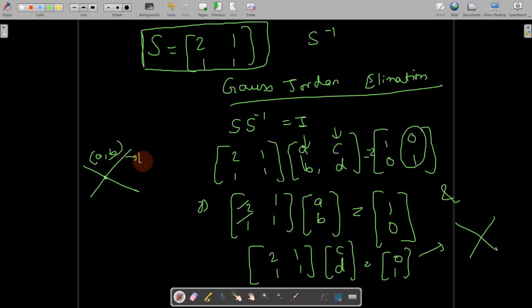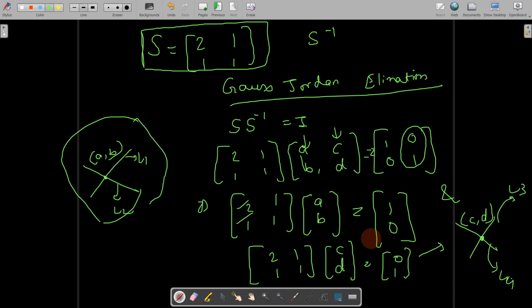We will call this one L1, this one L2. Then this line will become L3 and this line L4. Now the intersection point of L3 and L4 will be C D. So that means we are solving together, as a single unit, a total of 4 line equations. Okay, they are different lines, so their points of intersection are different. So how do we do that? That means we have to do elimination, right?